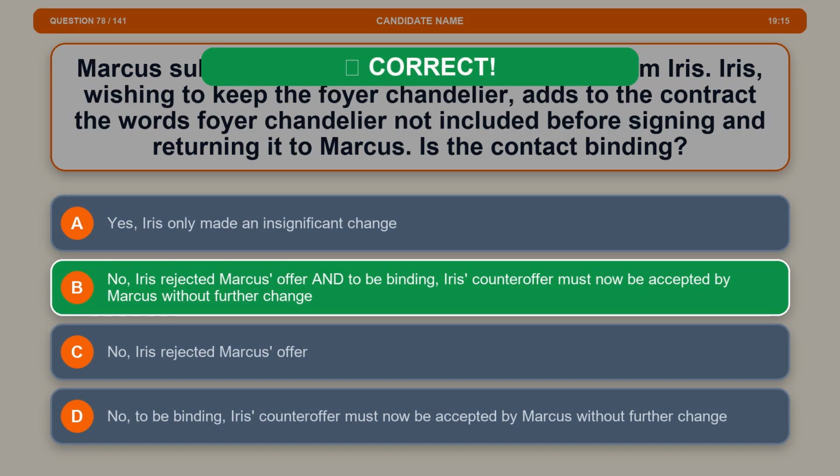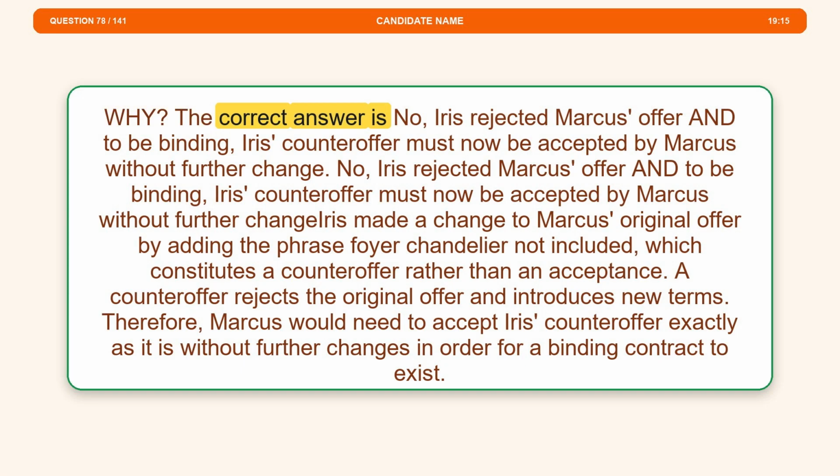The correct answer is option B. The correct answer is no. Iris rejected Marcus' offer, and to be binding, Iris' counteroffer must now be accepted by Marcus without further change.